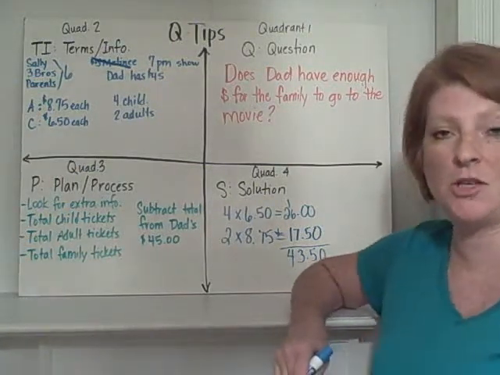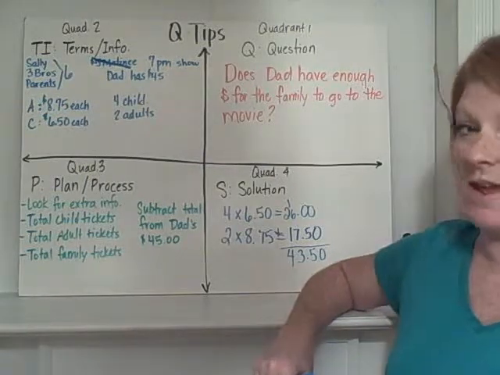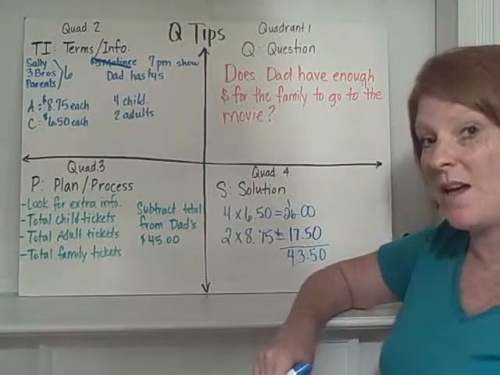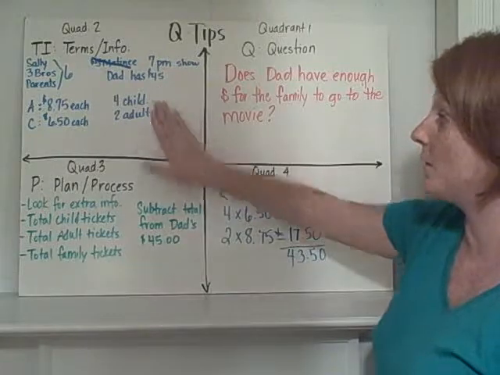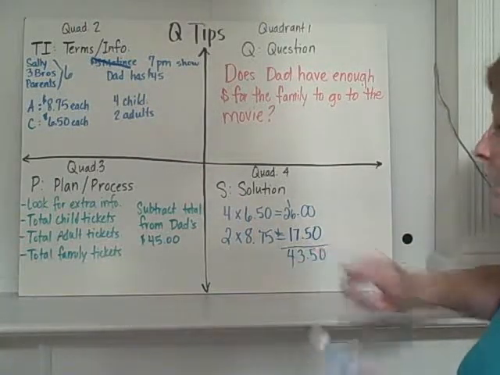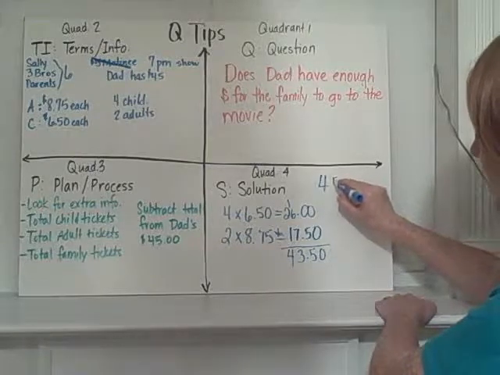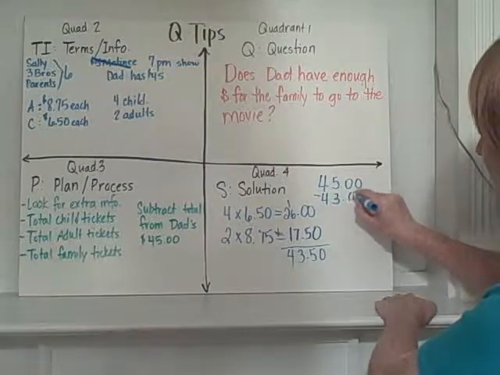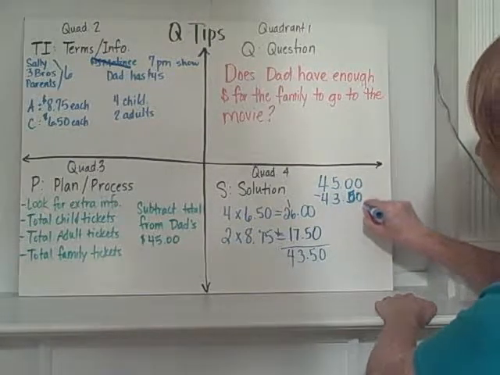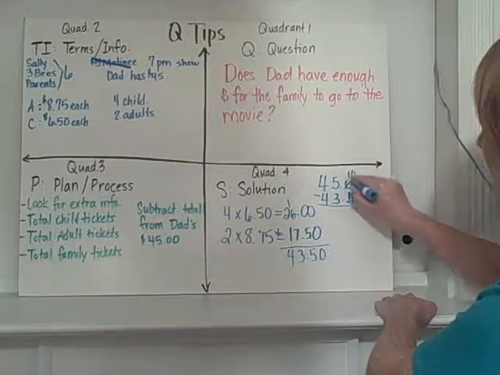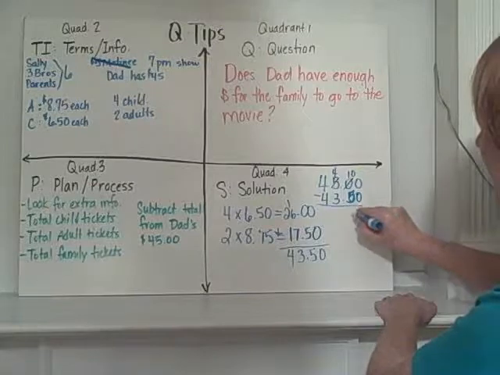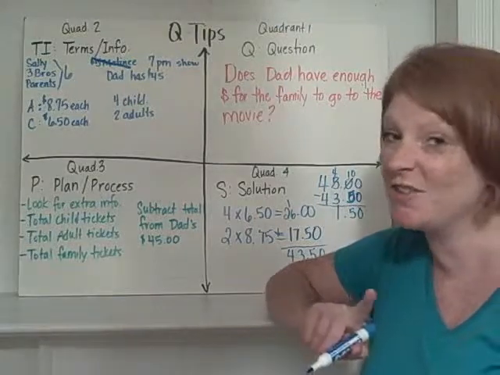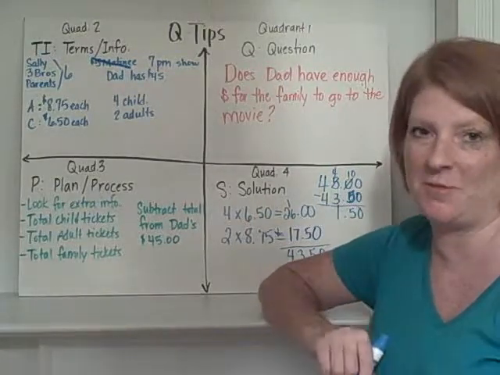Now we think back to the original example and we ask the question, does Dad have enough money? And the answer we would come up with is yes, he does have enough money. Why do we know that? Because Dad starts with $45. It only costs the family $43.50. So if we did the math and subtracted the cost of the tickets from Dad's amount, we would see that he's actually going to have $1.50 left over. Not quite enough for snacks or a drink, but he does have enough money to go see the movie.